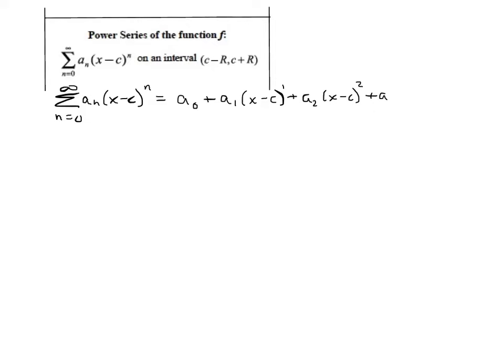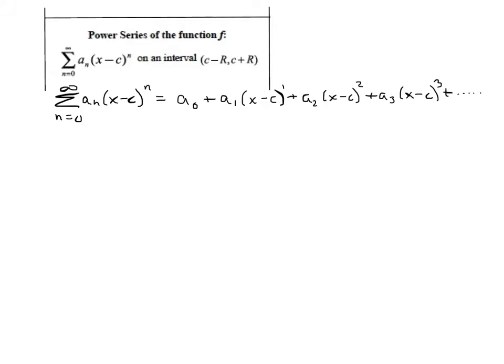Now, if we take that sum, n equals 0 to infinity of a sub n times x minus c to the n, and if we expand that, so if I plug in 0, I get a sub 0 and then something to the 0 is 1. Plus, now I plug in 1, a sub 1 times x minus c to the first power. Plus a sub 2 times x minus c to the second power. Plus a sub 3 times x minus c to the third power plus, and you get the idea.